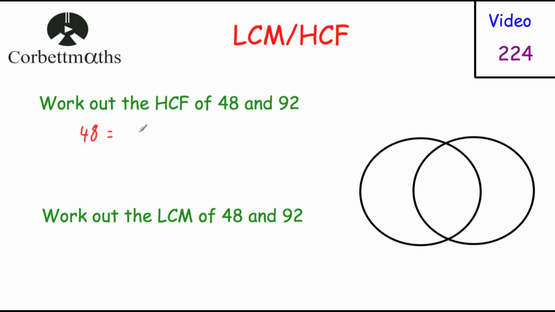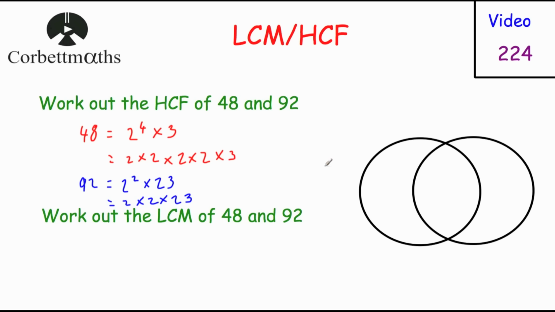So 48 was equal to 2 to the power 4 multiplied by 3, or if we wrote it out in full it would be 2 times 2 times 2 times 2 times 3. And 92 was equal to 2 squared multiplied by 23, or in full 2 times 2 times 23. Now let's put those numbers in our Venn diagram.